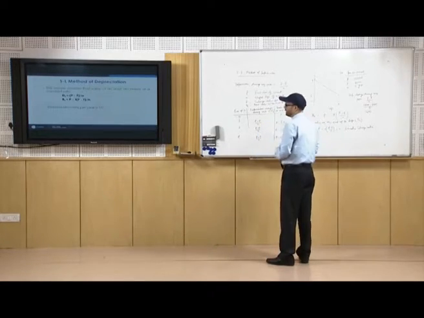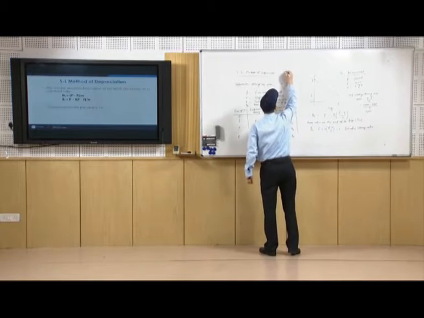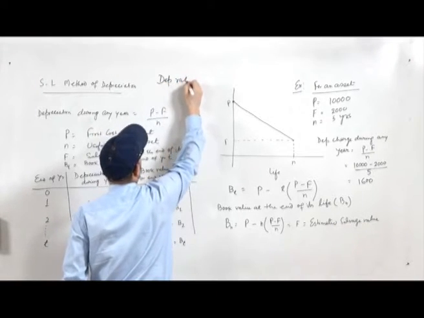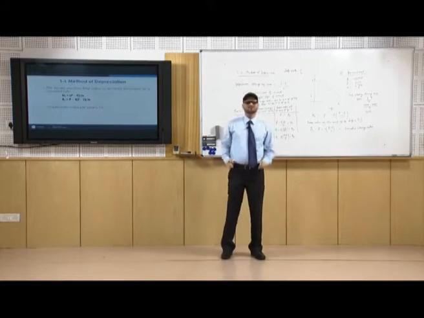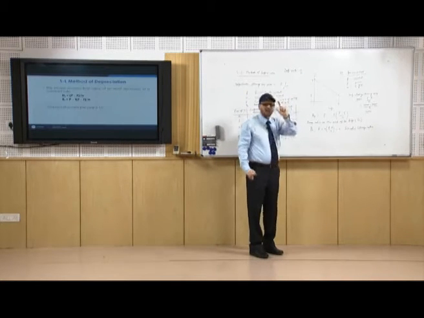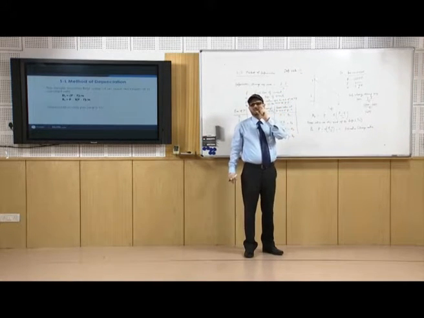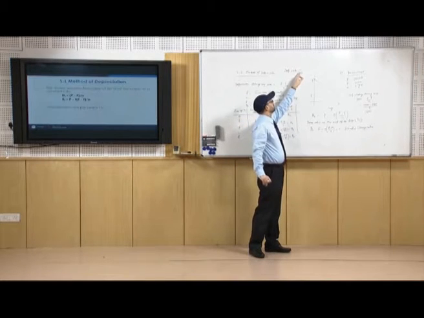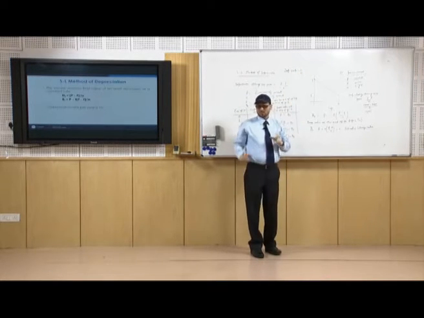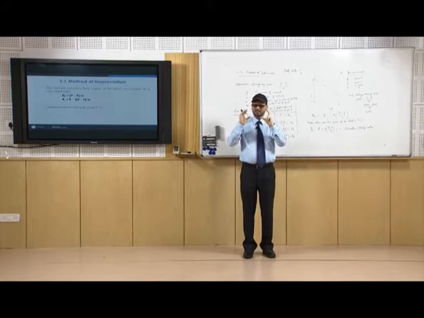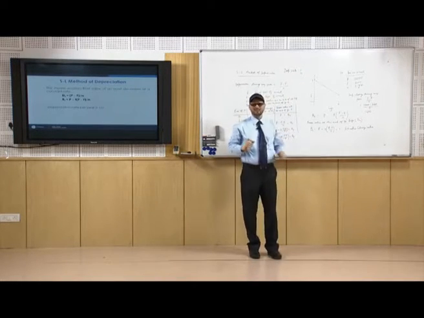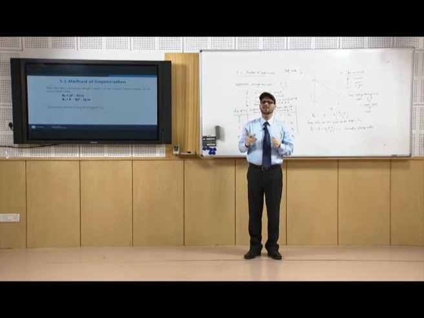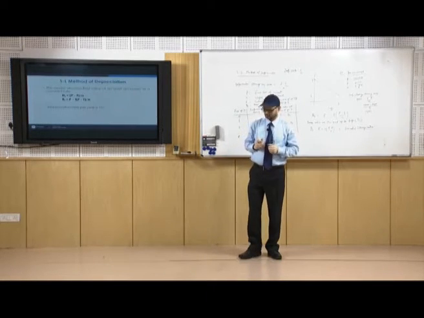Using the straight line method, the depreciation rate is defined as 1 by n. Basically, the depreciation charge will be calculated by multiplying 1 by n with the difference of the first cost of the asset and the salvage value of the asset. So, that is why 1 by n is called the depreciation rate for the straight line method.